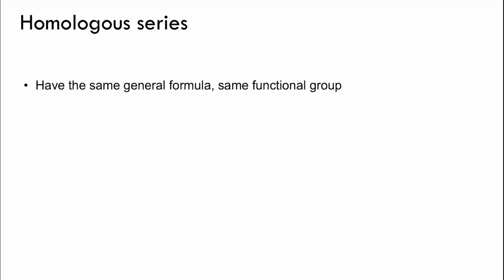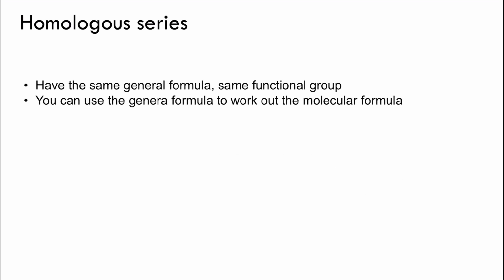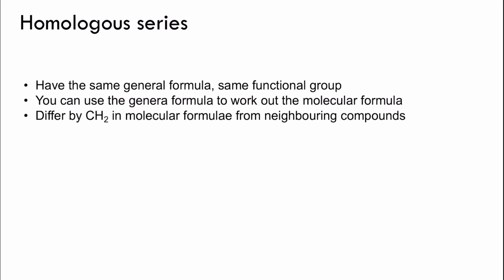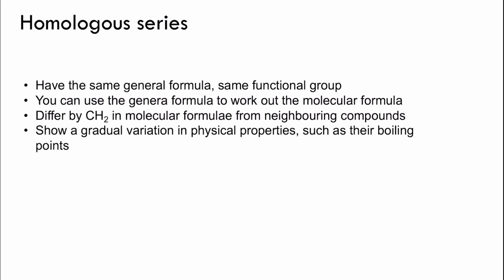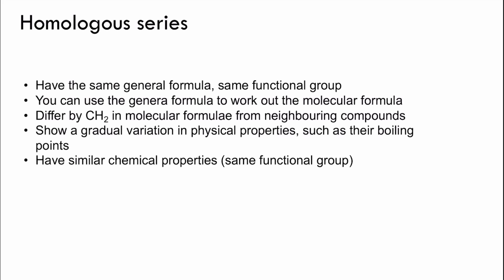Homologous series. A homologous series is a number of compounds which have the same general formula and the same functional group. We can use the general formula to work out the molecular formula of any member of the homologous series. They differ by CH2 in their molecular formula from the neighboring compounds, and they show gradual variation in their physical properties such as melting point and boiling point. However, because they have the same functional group, they share the same chemical properties or the same reactions.